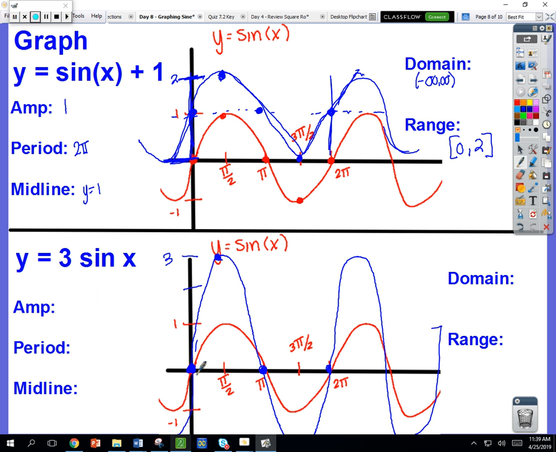So the amplitude now, the distance from here to the midline, is 3. So basically this number becomes your amplitude.